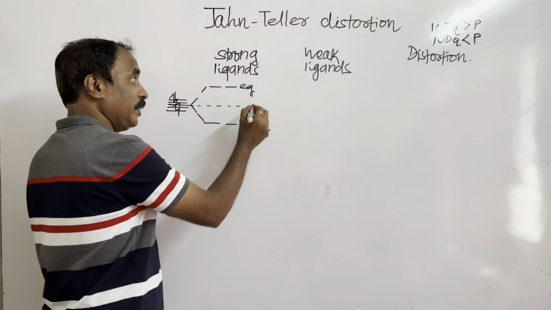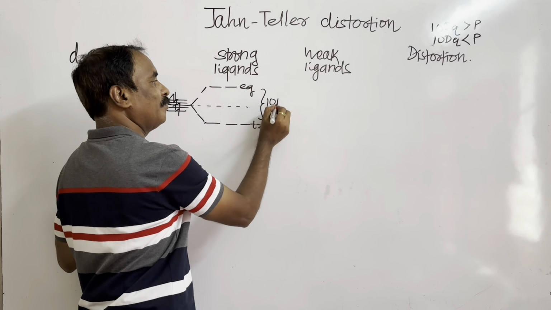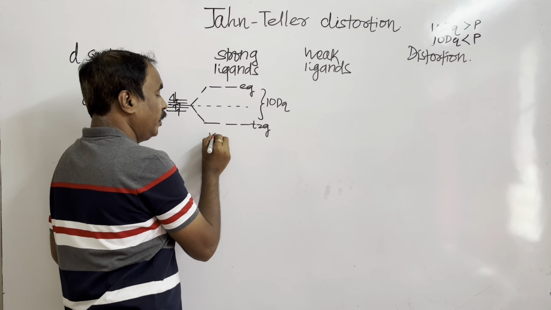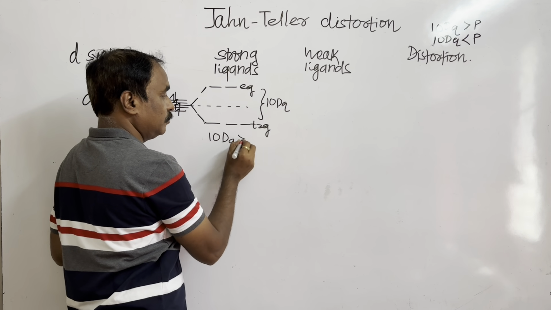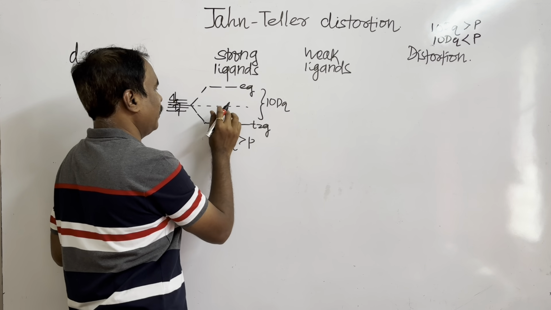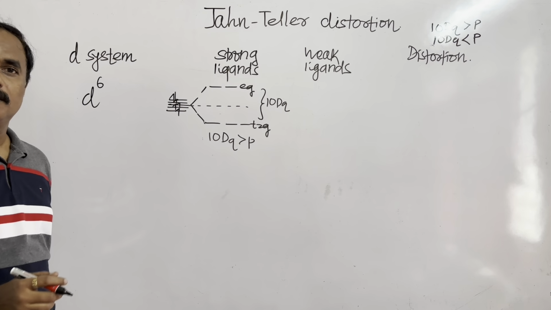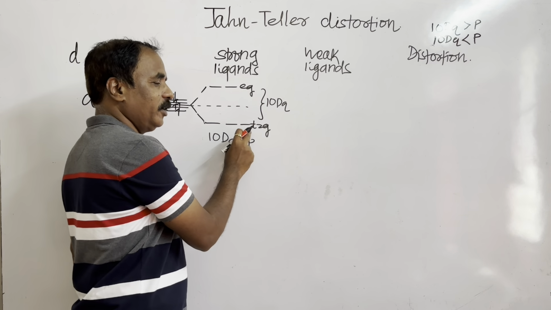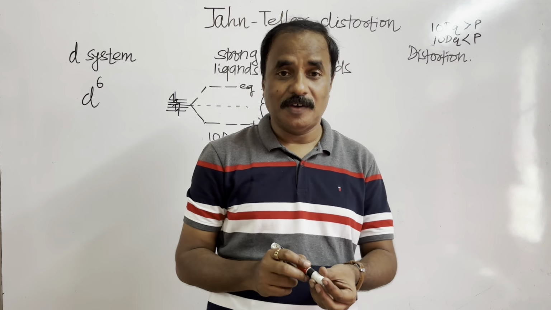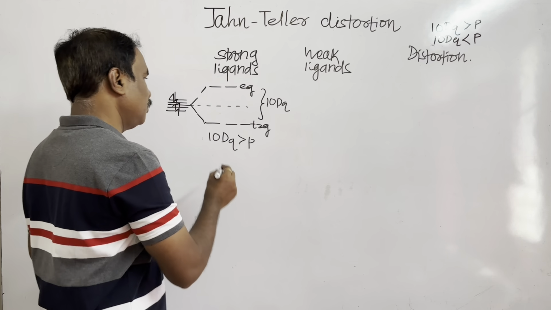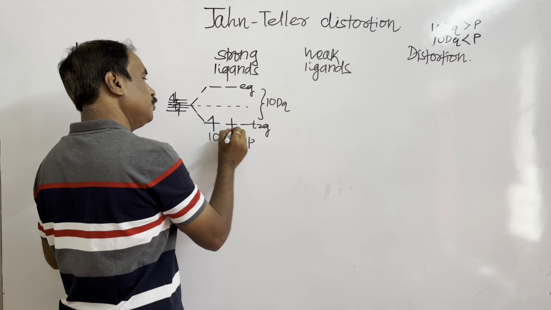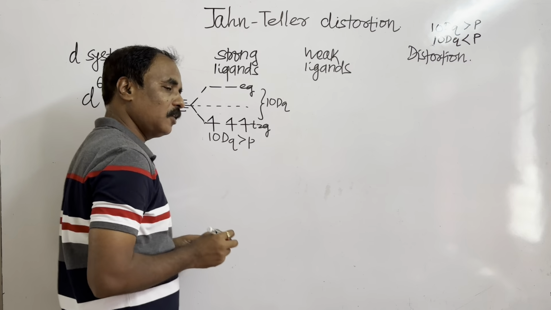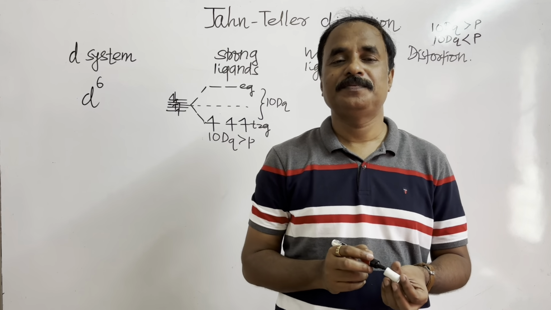We know that this is 10 Dq. So 10 Dq is greater than P. Splitting is more, isn't it? Energy of t2g decreases, energy of eg increases. After splitting of the atomic orbitals, compulsory 3 electrons will enter in t2g. First 3 electrons will enter in t2g.